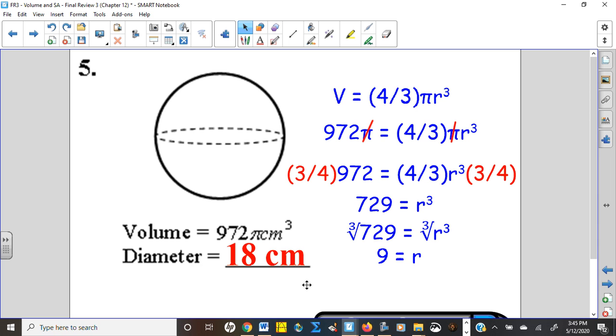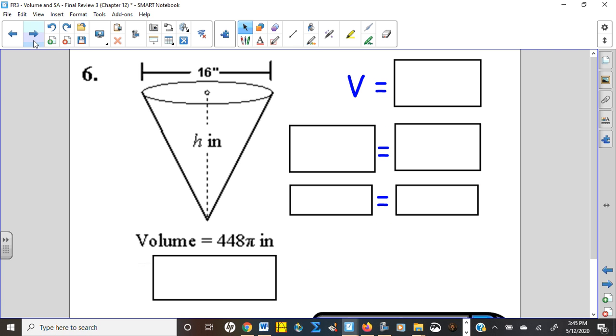I promise you on a multiple choice question, 9 would be a distractor. And a lot of people would be so happy they got 9, they would circle it or bubble it and move on. Don't do that. Okay, make sure you always know what the question is asking of you.